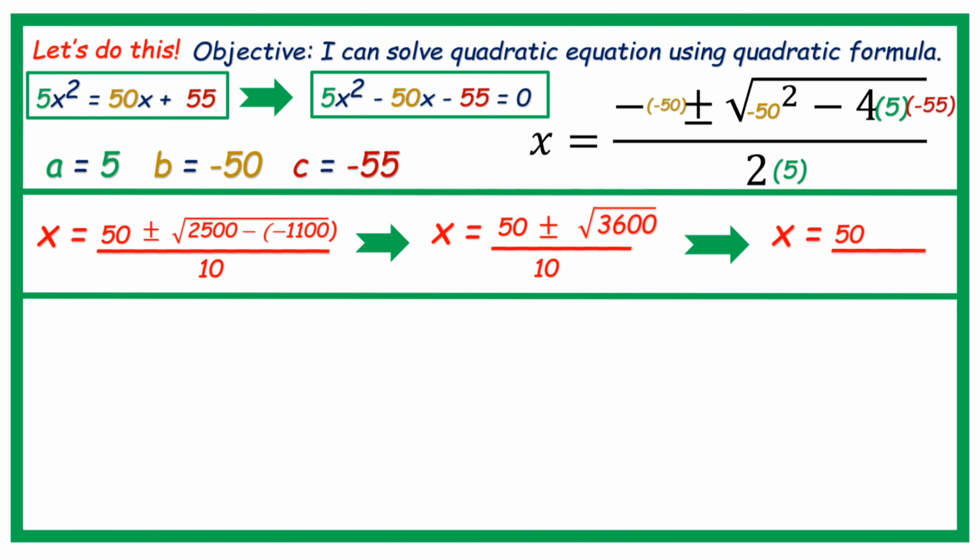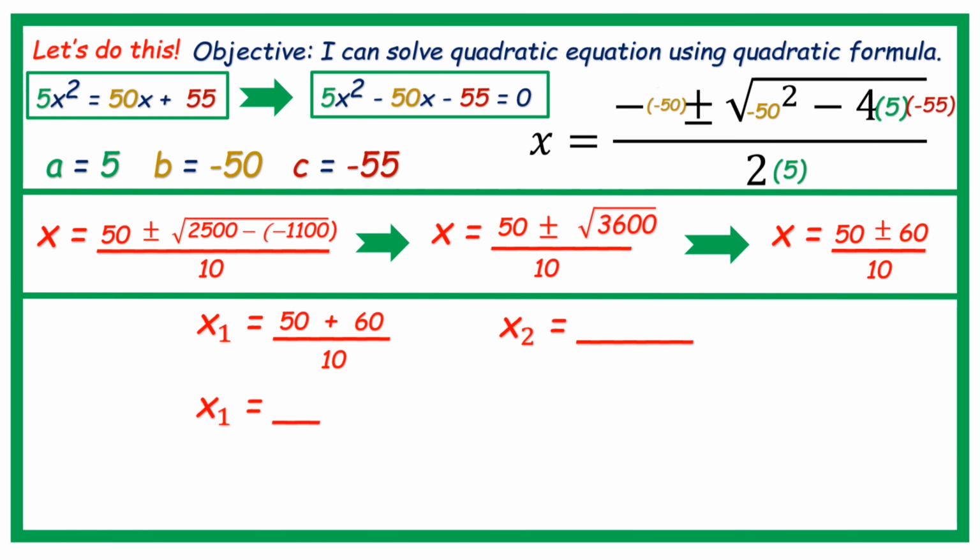Let's proceed. x equals 50 plus minus, what is the square root of 3,600? 60 divided by 10. We're not yet through. We have to separate plus and minus using x sub 1 and x sub 2. Our x sub 1 will be 50 plus 60 divided by 10. x sub 1 equals 50 plus 60, 110 divided by 10. And our x sub 1 is 11. You got it, just like that.